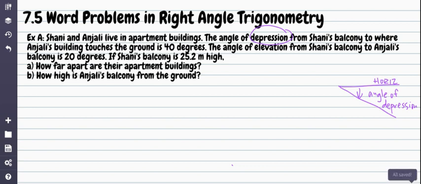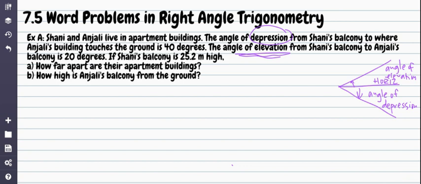And then you can also see that underneath it says the angle of elevation. It's going to be going from the horizontal upwards. The angle of elevation is not always the same as the angle of depression. So now, the angle of depression from Shani's balcony to where Anjali's building touches the ground is 40 degrees. The angle of elevation from Shani's balcony to Anjali's balcony is 20 degrees. So that means Shani's balcony must be lower than Anjali's balcony because she has to look up at Anjali's balcony.